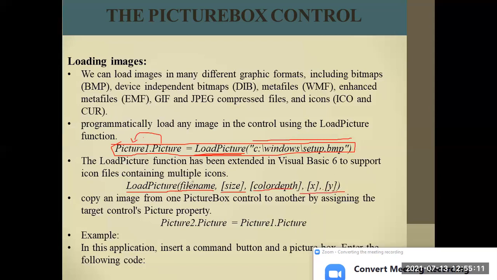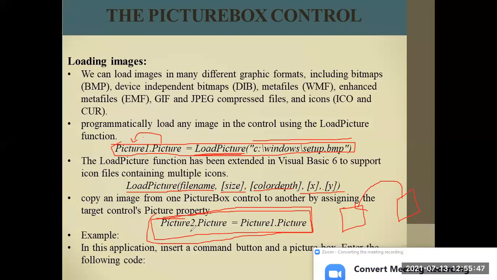Or another way is you can copy an image from a picture box control. Basically, we will copy an image from one picture box control to another by assigning a target picture box control. Now in this case, what we are doing is copying an image. I have one image on one picture box, and I have another picture box. I will simply copy this image to the other picture box. So this is the command that we use for copying images. Picture2.Picture equals Picture1.Picture.